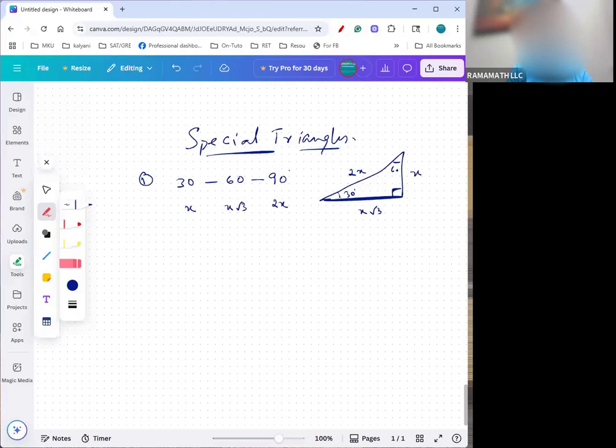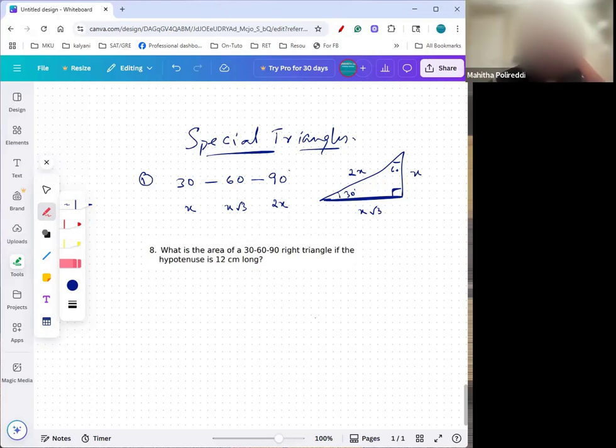I'm going to put up one quick question and then let's try this one. Mahita, please read this question for us. What is the area of a 30, 60, 90 right triangle if the hypotenuse is 12 centimeters long? So there's a 30, 60, 90 triangle. They give it to us already, and the hypotenuse is given. We need to find the area. Let's give it a try and see what you guys think. It's a good test question as well.